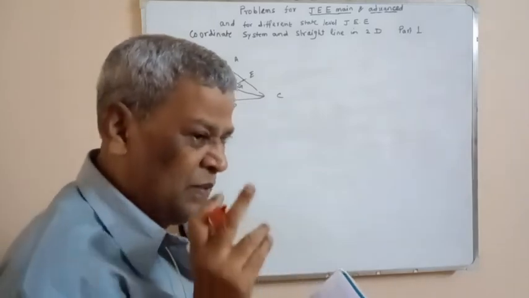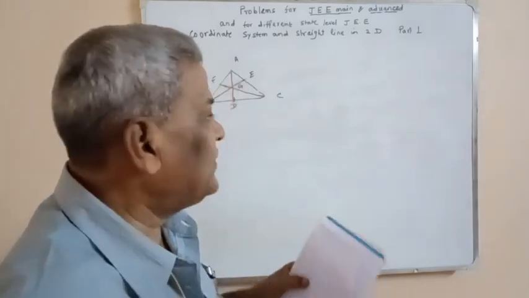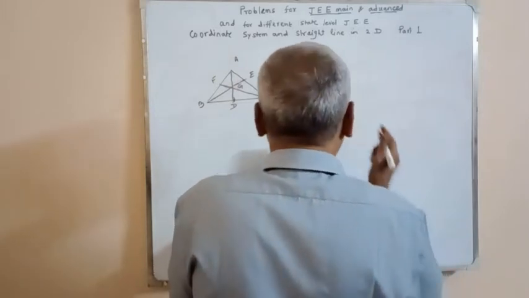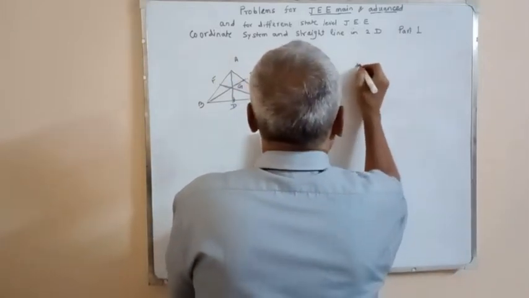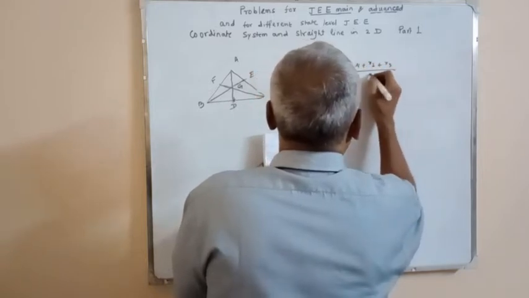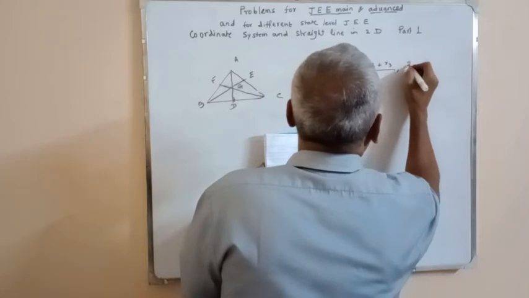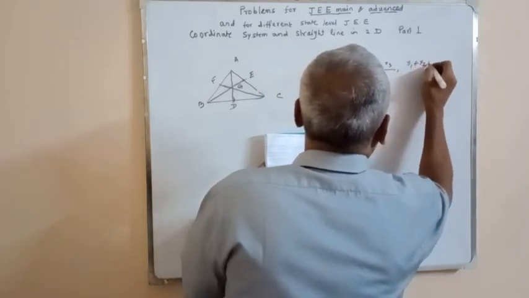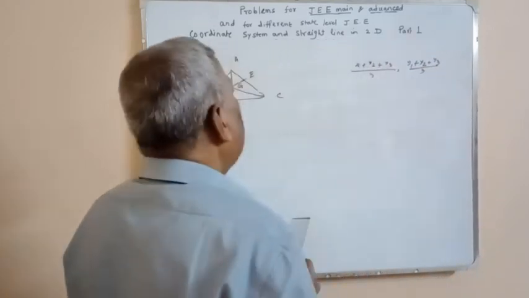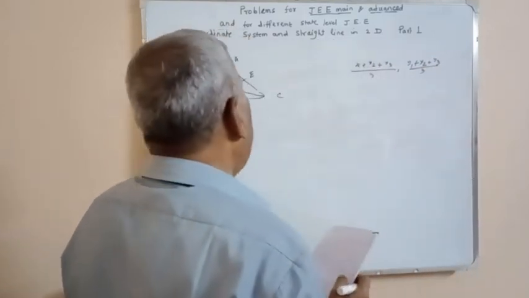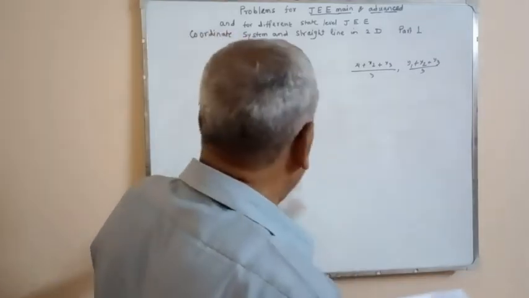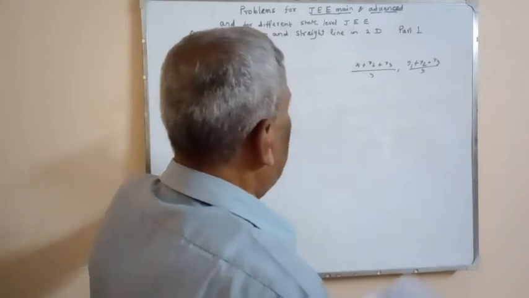The meeting point of the medians is the centroid, and the coordinate of the centroid is (x1 plus x2 plus x3) divided by 3, comma, (y1 plus y2 plus y3) divided by 3. This is the coordinate of the centroid of the triangle ABC, where the coordinates of A, B, C are x1 y1, x2 y2, x3 y3.